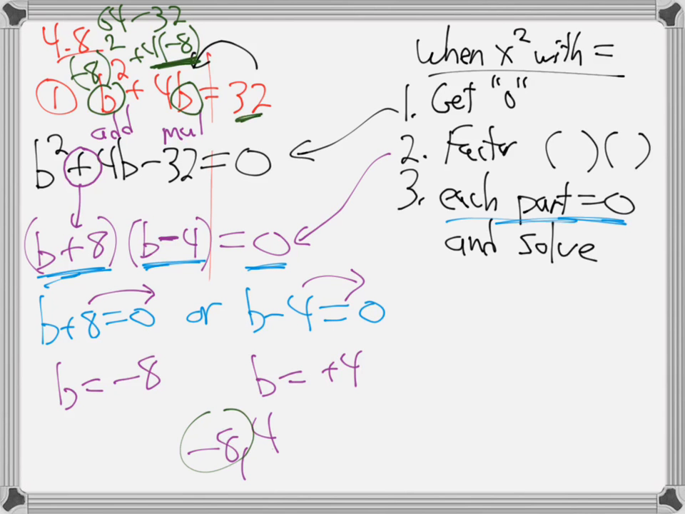Yeah. How about 4? Does 4 work also? Yeah. Let's go back and see it. If I put in 4 for B and 4 for B, right? B can only be one thing at a time, right? It's either negative 8 in both cases or 4 in both cases. So 4 squared, that'd be 16. Plus 4 times 4? 16. Does that equal 32? Yeah, beautiful. Look at that.